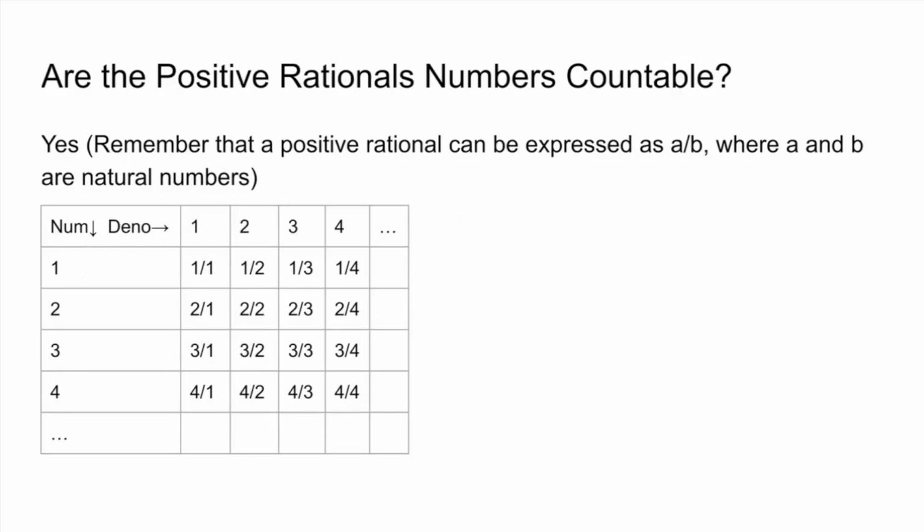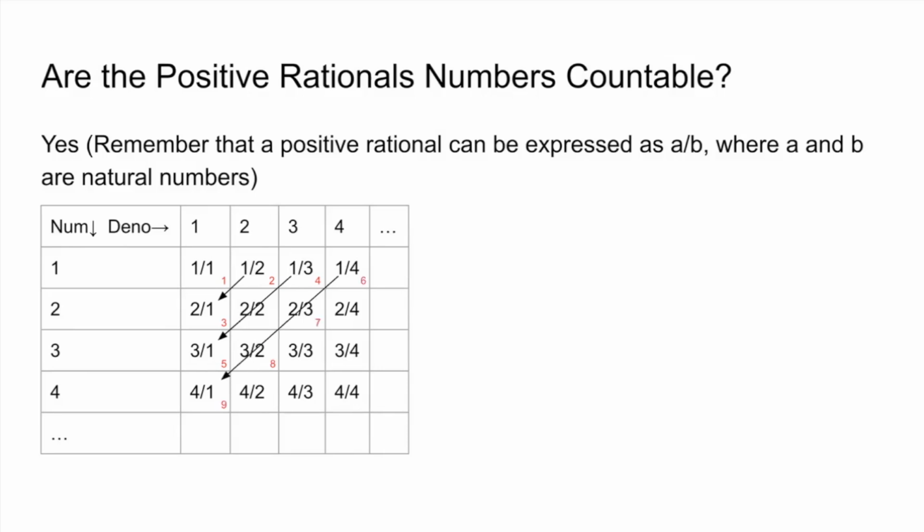Well, we can label the top left element 1 over 1 as 1, and then we can label the next element 1 over 2 as 2, and then continue diagonally down and to the left. So the next element would be 2 over 1, which we label as 3. And we continue going diagonally down to the left. So we would label 1 over 3 as 4 next. And the next would be 2 over 2, but this is a repeat of 1 over 1, so we just skip it. And then we have 3 over 1 next, which is labeled as 5.